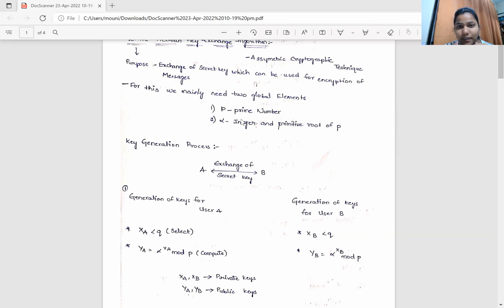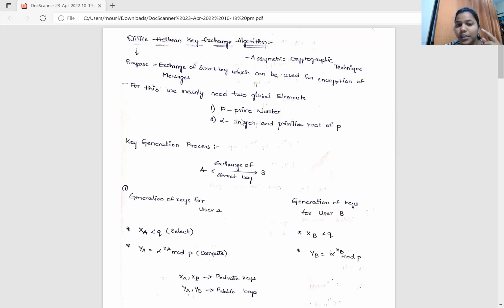For this algorithm, we are mainly using two global elements. One is a prime number, and another one is a primitive root of P. These two are global elements, so that everyone in that network can know these two elements.